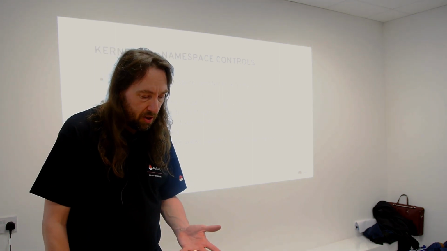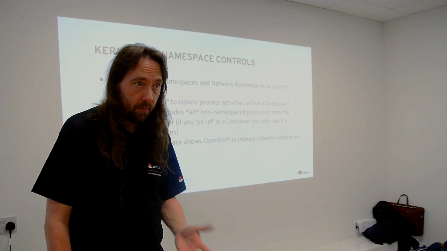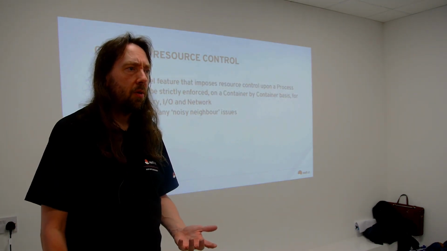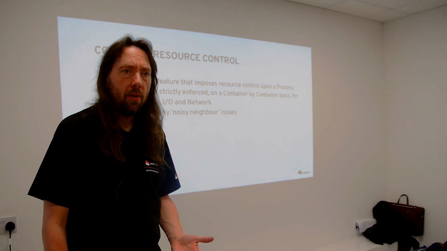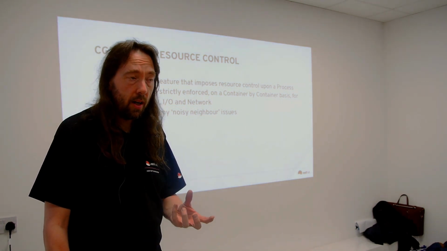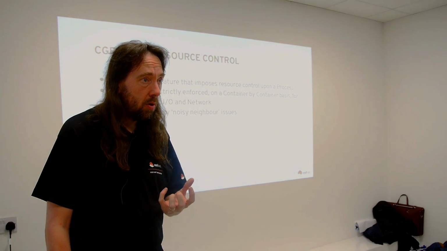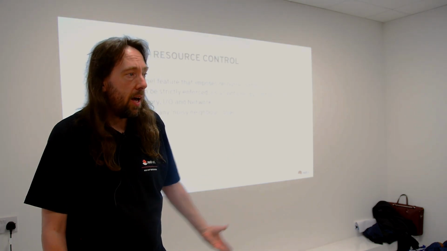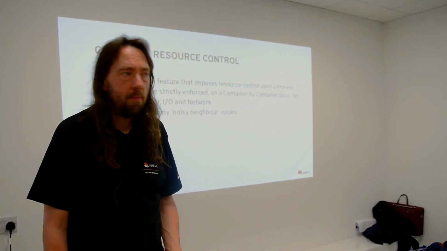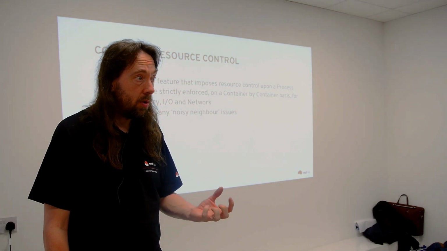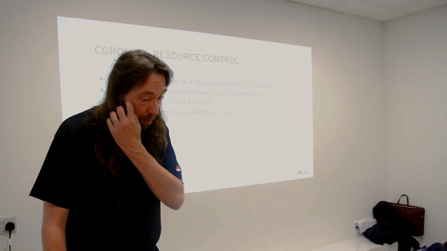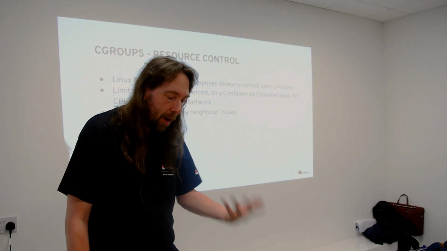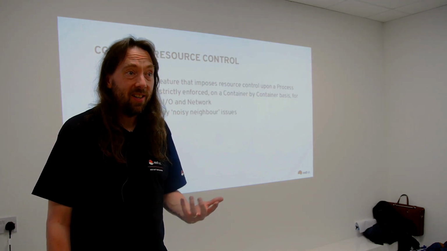And network namespace allows OpenShift to impose network isolation on the container. I'll go on to that in a second, actually. We use something called cgroups. Anyone heard of cgroups? What cgroups allow you to do is set up processes and constrain the resources they can use on the box. So you can stop this noisy neighbor issue. You can say this container can only run with X millicpus, X amount of memory, and it's hard locked. It can't run beyond that, which is absolutely superb. And again, limits can be strictly enforced on a container-by-container basis for CPU, memory, I/O, and network, and it negates any noisy neighbor issues.